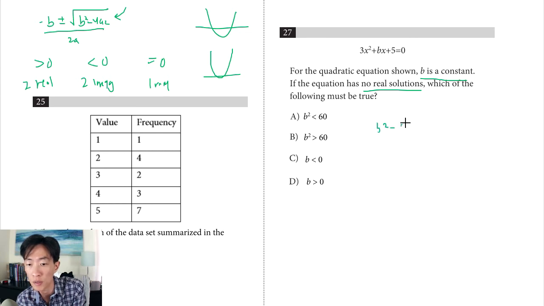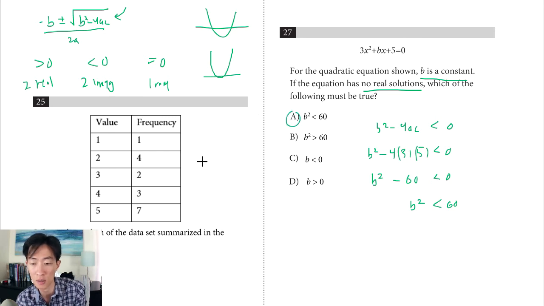B squared minus 4ac. And for it to have no real solutions, it's got to be less than 0. So b, we still don't know what it is, so we're just going to write it. B squared minus 4. A is 3 in this case, and c is 5. So that's all less than 0. So what we have is b squared minus 4 times 3 is 12 times 5 is 60, less than 0. Add 60 to both sides. B squared is less than 60. And notice we don't even have to calculate what b is because they sort of save us the work. And that means A is the answer.